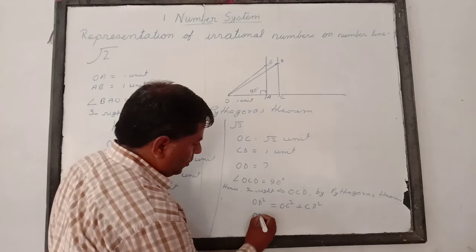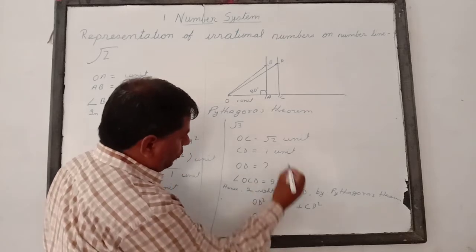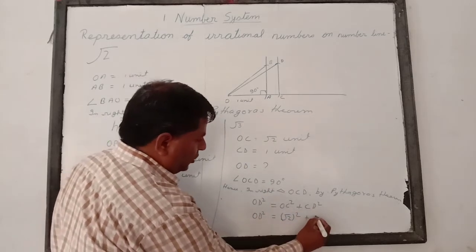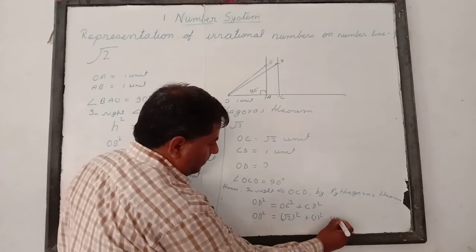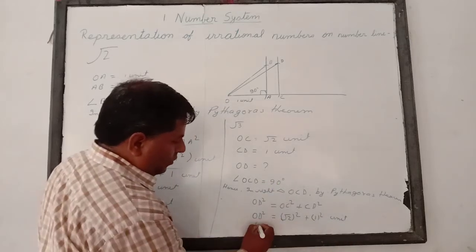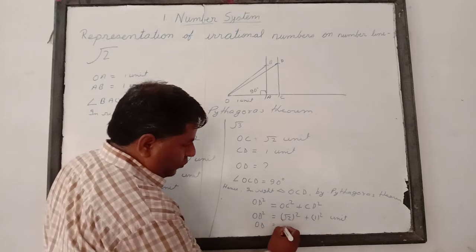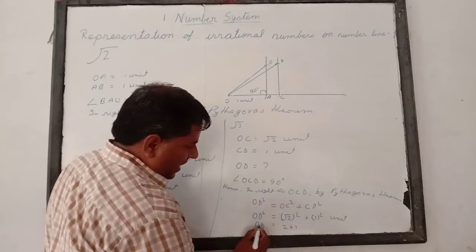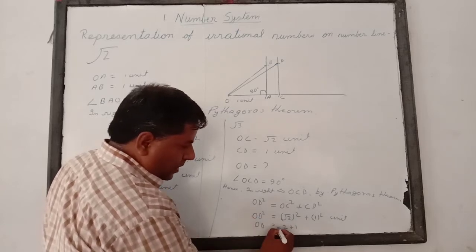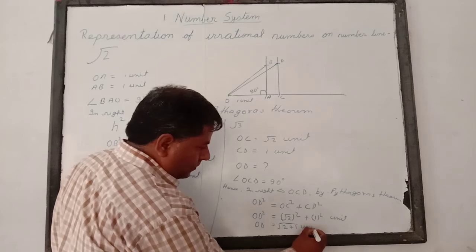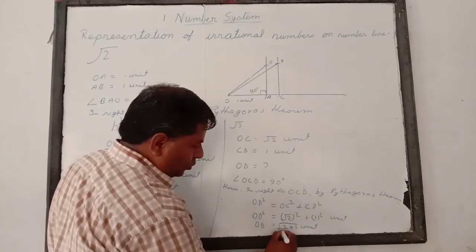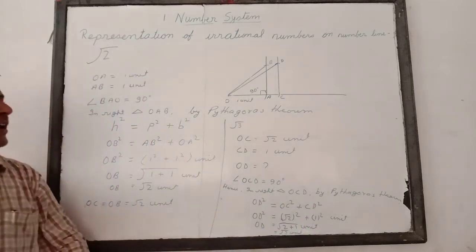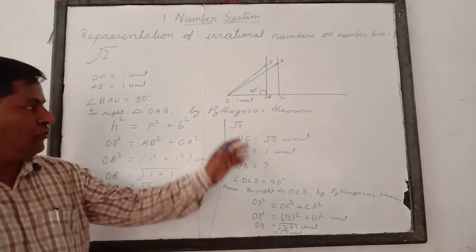Now OD square. What is OC? So OC is equal to square root 2, square, plus what is CD? 1 unit. So 1 square. Now the value of OD is equal to root of 2 square, which will be 2, and 1 square will be 1. So 2 plus 1, and it is square here, so if you go that side it will become square root. So this is equal to root 3 unit. This way we can represent root 3 also on the number line.